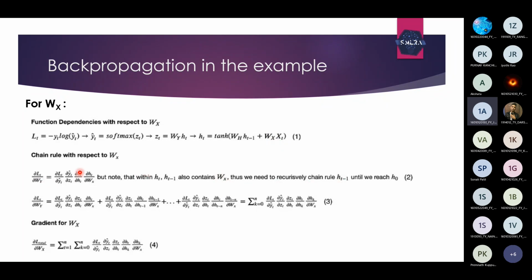If you see this term, del HT by del WX, you have to expand it: del HT by del HT minus 1 into del HT minus 1 by del HT minus 2, and so on. All these are derivatives. Finally, you'll have del H1 by del WX.